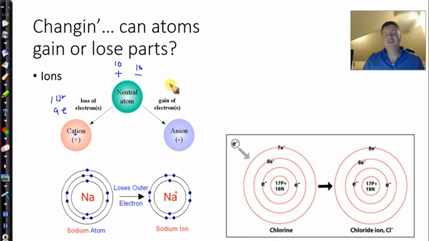If it were to, for example, gain electrons, if it was 10 positives and it actually picked up an electron, so now it has 11 negatives. Now it's got more negatives than positives, and now this is called an anion because it has an overall negative charge of 1. Why would atoms gain and lose electrons anyway?